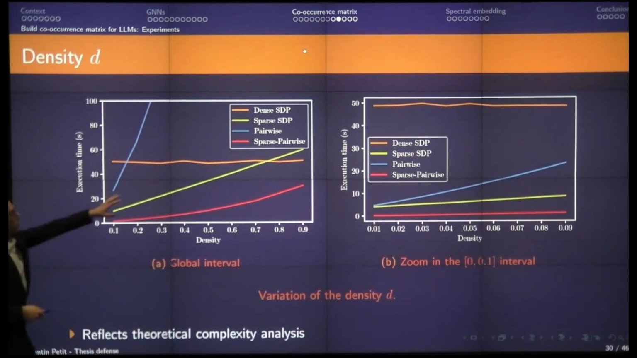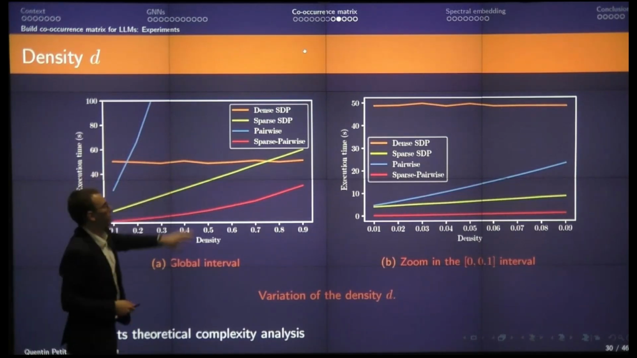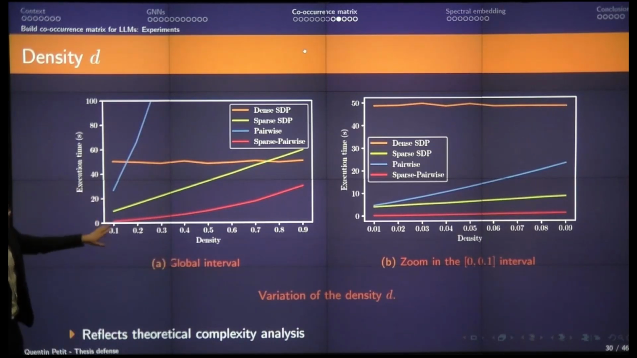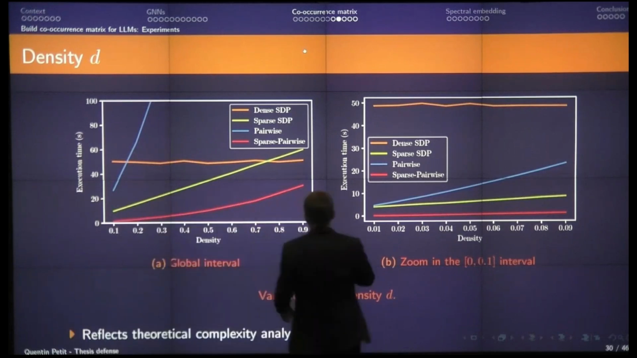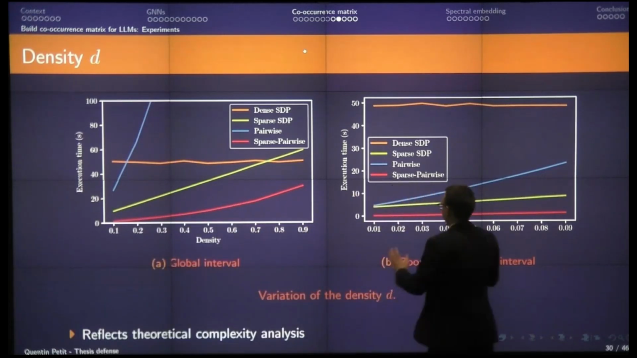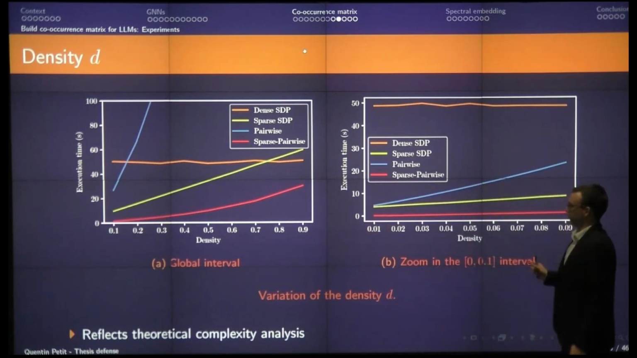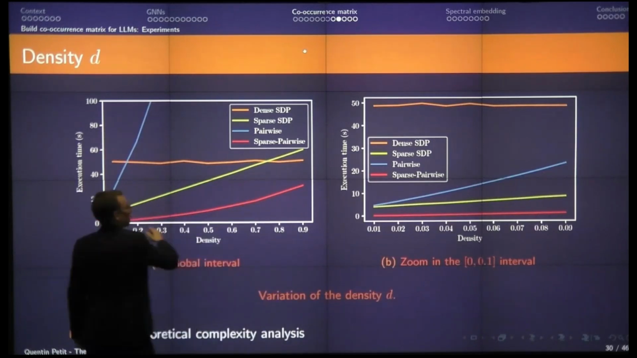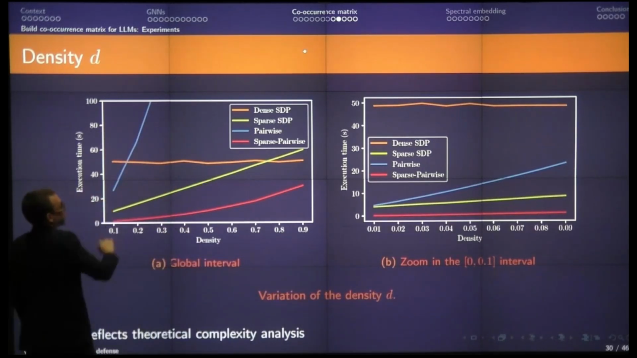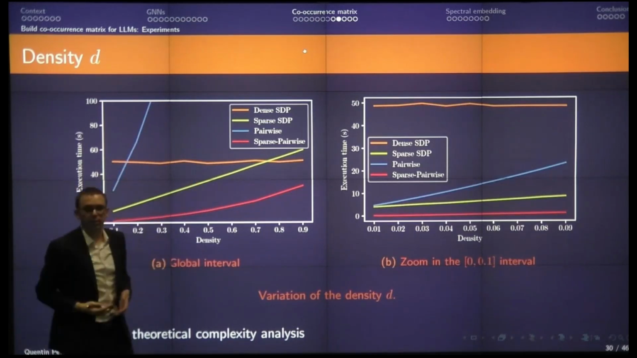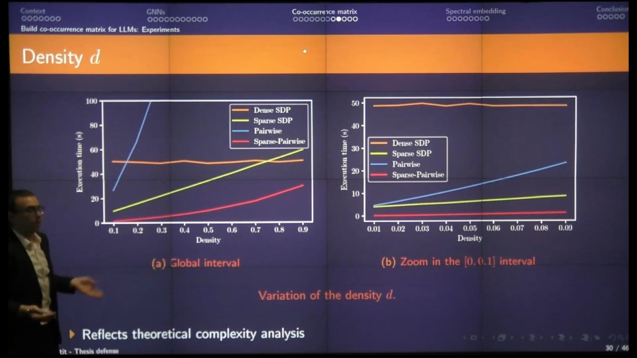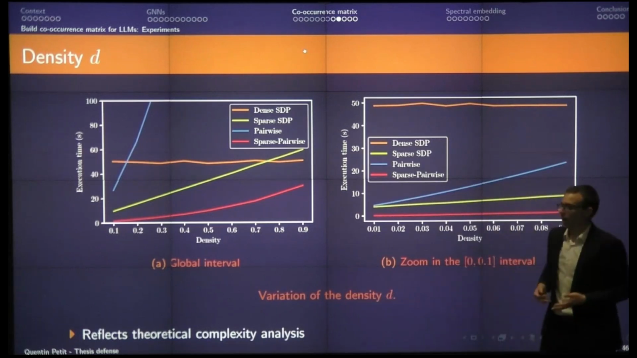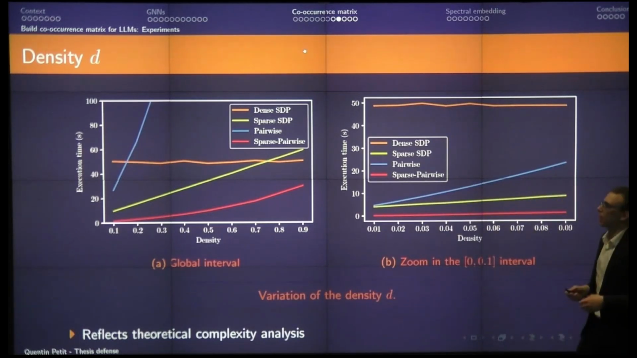Here we have the execution time as a function of the approach and of the density. Here we have the density between 10% and 90%, so we are very close to a dense matrix. And here we have a zoom between 1% and 9% of sparsity. And we can find here the D square theoretical complexity for one method and the D for the other method. Of course, when you have a dense matrix-matrix multiplication, the density doesn't have any impact on the execution time. So this figure helps us reflect the theoretical complexity we got in the previous slide.